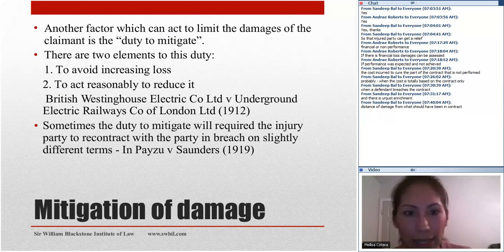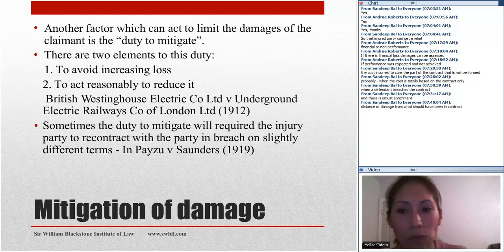In the case that is mentioned in the slide, what happened here is British Westinghouse Electric supplied Underground Electric with turbines, which in breach of contract were deficient in power. Okay, Underground Electric accepted and used the turbines but reserved the right to claim damages. Later they replaced the turbines with others which were far more efficient than those supplied by the defendants would have been, even if they had complied with the contract.